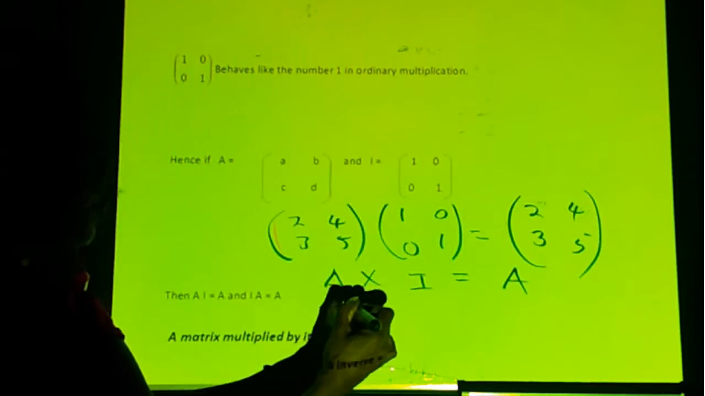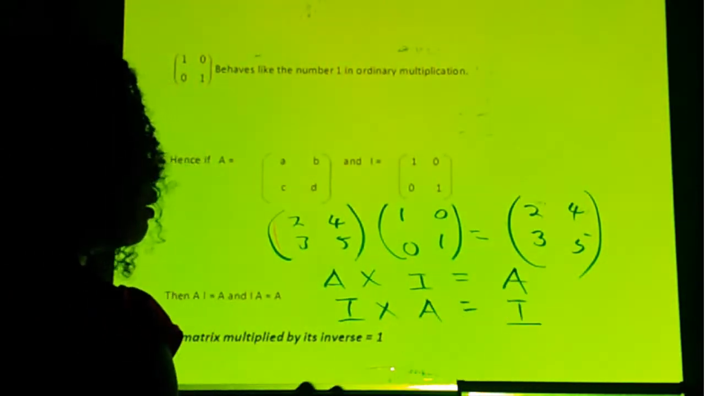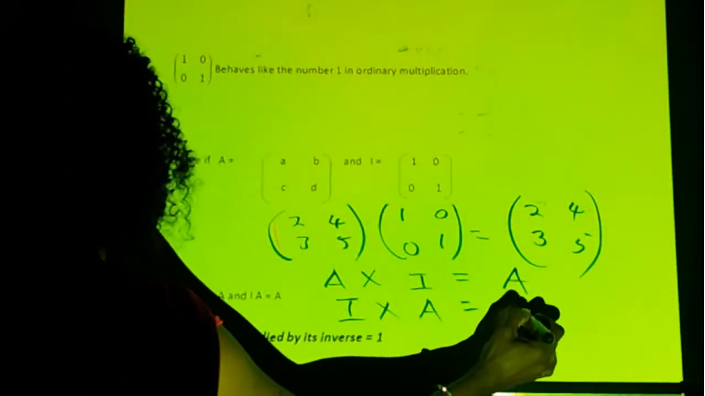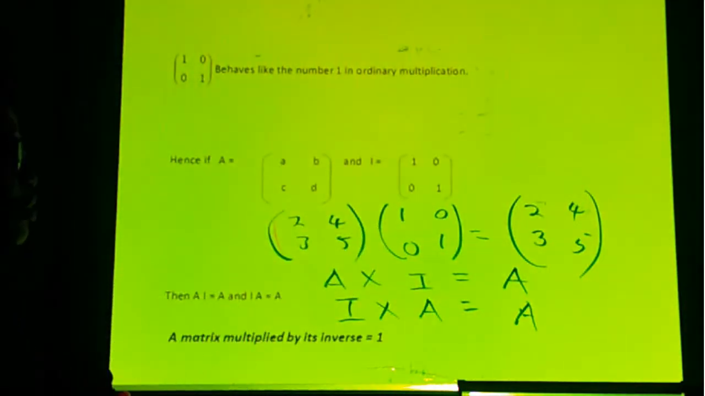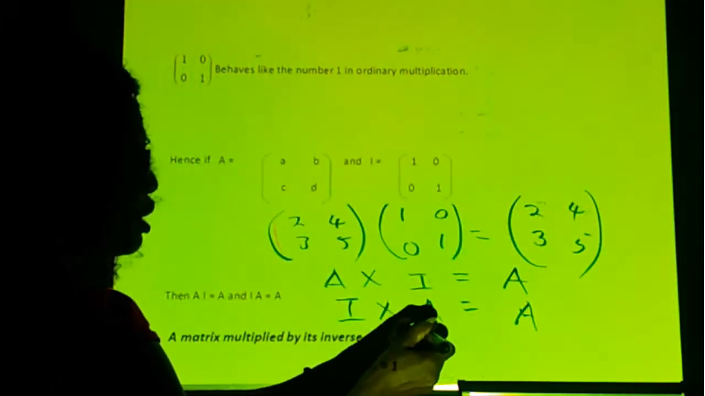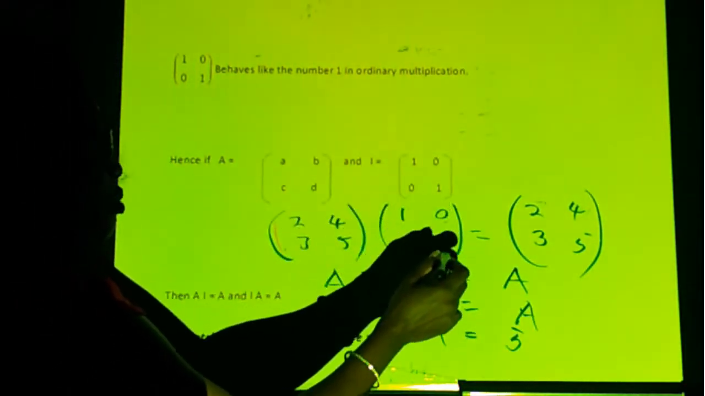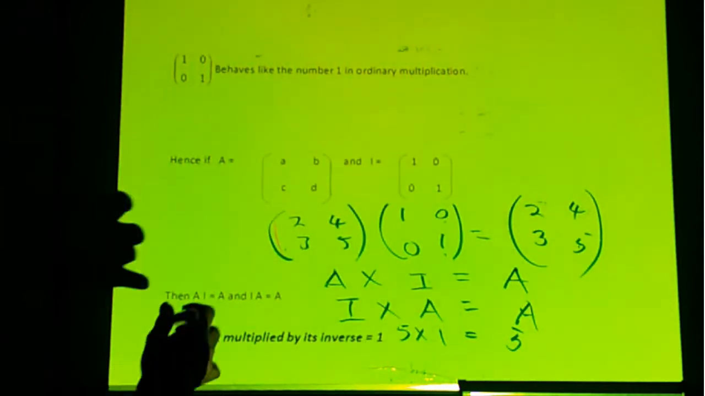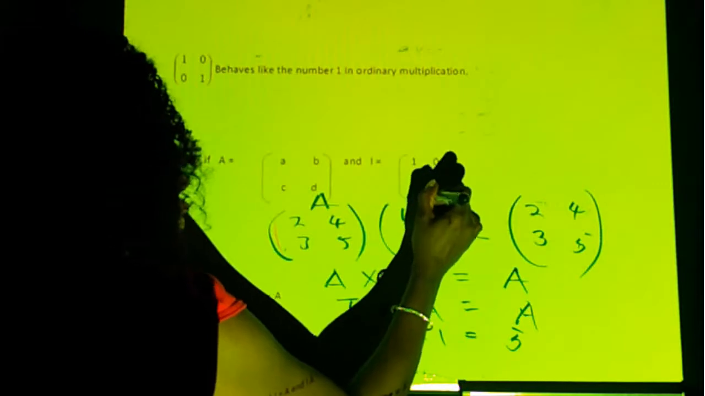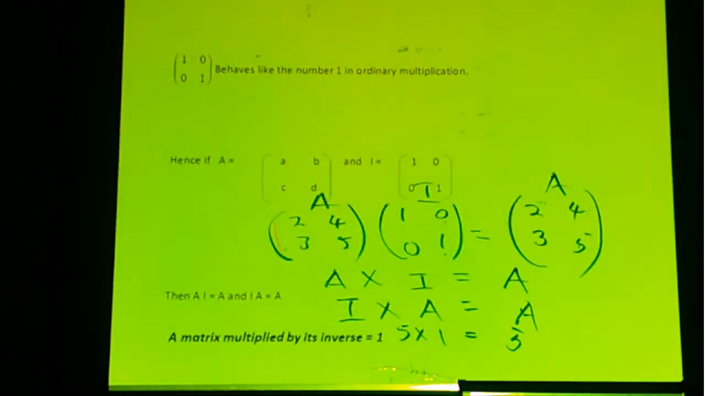Similarly, if I do the reverse, I times A will give me back A. So any number times 1 will give me back that number, just like 5 times 1 will give me back 5. A matrix times the identity matrix will give me back that matrix. So the matrix is A and this is I, then you will always get back A. Doesn't matter what 2 by 2 matrix you have.